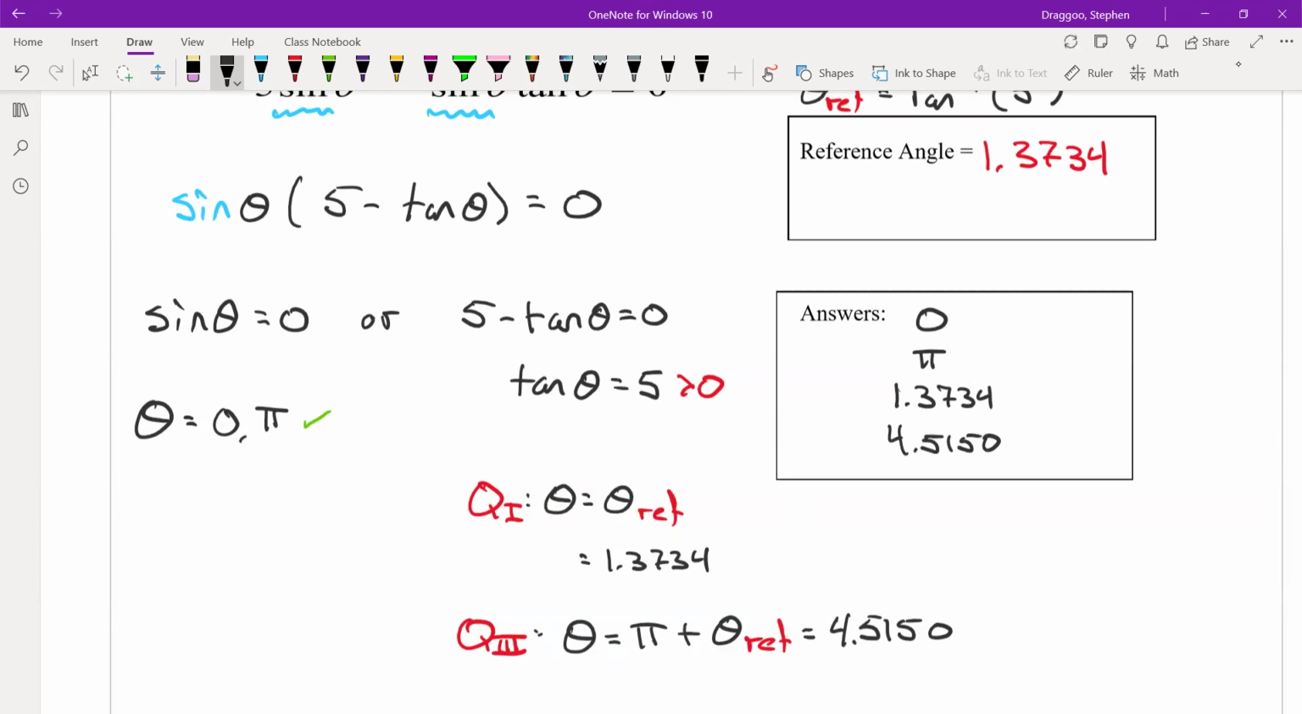And then don't forget that we were looking for all solutions for theta. So while all of those are the solutions between 0 and 2 pi, anything coterminal to one of these angles also solves the equation. So 4 separate equations, all of which solve the initial problem.